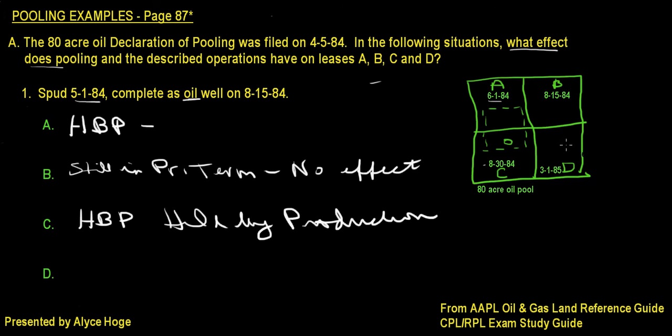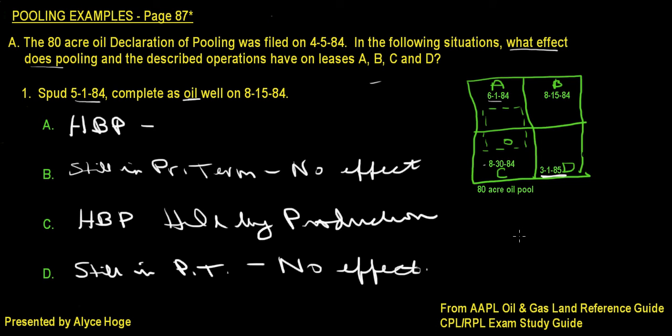Lease D over here is still in its primary term. It doesn't expire until March 1st of 1985. But this pooling has no impact on that. So we're going to say it's still in the primary term, and the pooling has no effect. So that's the answer to A number 1. Now let's move on to A number 2.